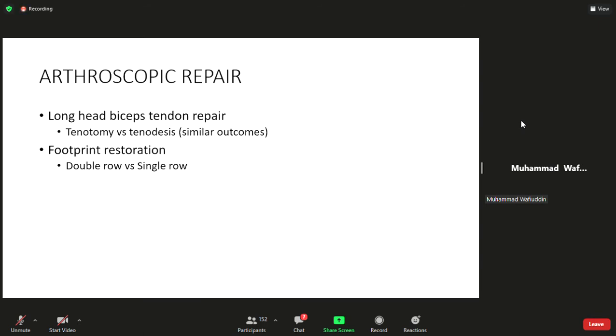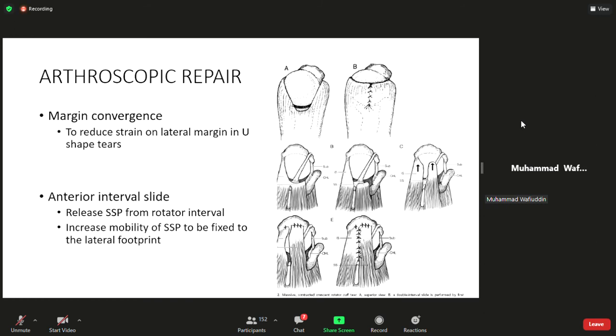So for arthroscopic repair, usually what we do is long head biceps tendon repair, which is a tenotomy, for biceps tendinosis, tenotomy, and then the footprint restoration, which is a double row. I will show you the picture next after this. Okay. So arthroscopic repair, the aim is to repair it back. See from here, there's a massive U-shaped tear, we repair it back.